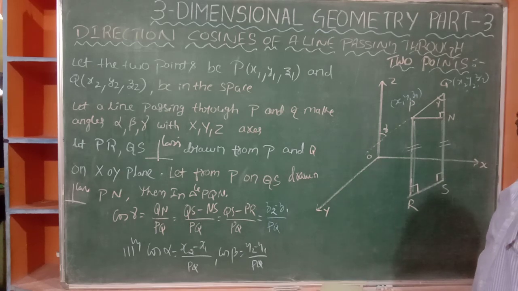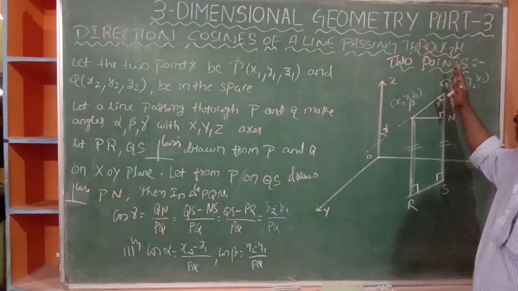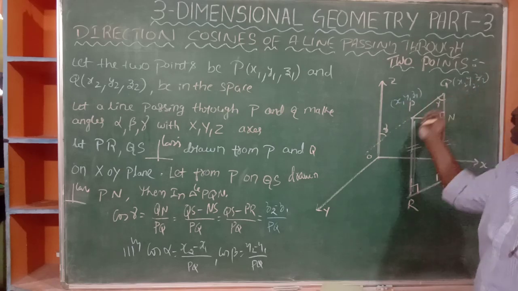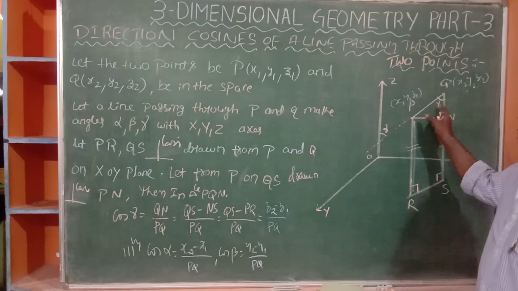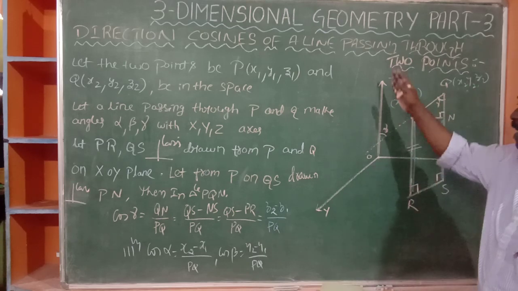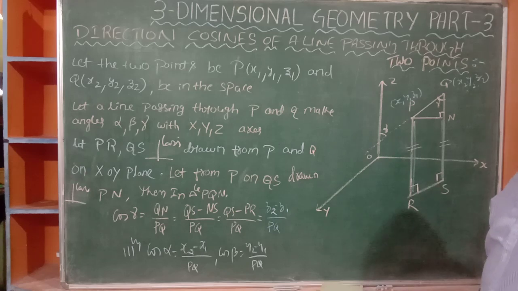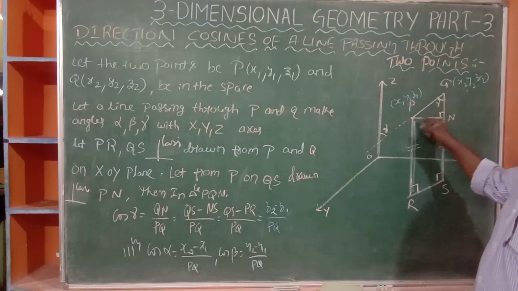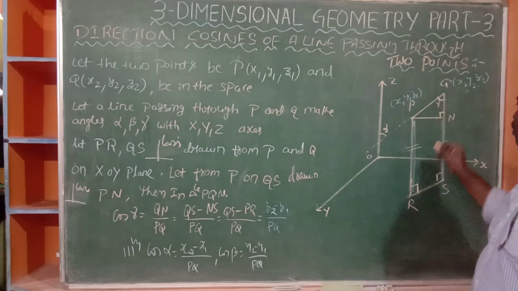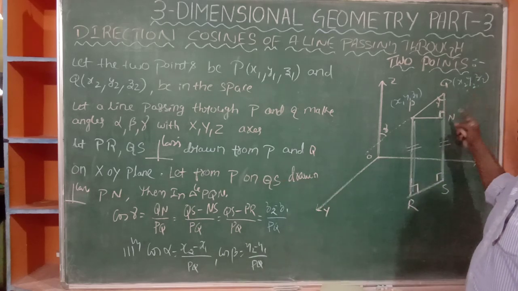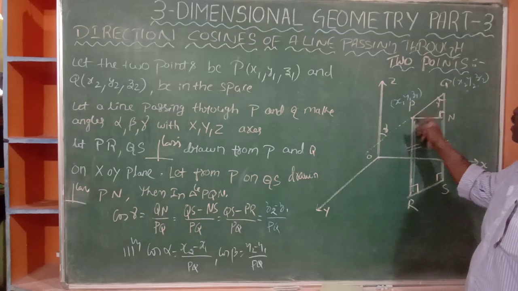You see, here these are two parallel lines, the z-axis and QS. Will you agree? Two parallel lines. This is a transversal line. So it is alternate angles. Here it is gamma, here also it is gamma. Will you agree? PQ is a transversal line and the z-axis and QS are parallel lines. So they are the same angle. Okay, now alternate angles. Now in the triangle PQN, it is a right angle triangle because it is a perpendicular. In the right angle triangle, cos gamma is the adjacent side QN by the hypotenuse PQ.